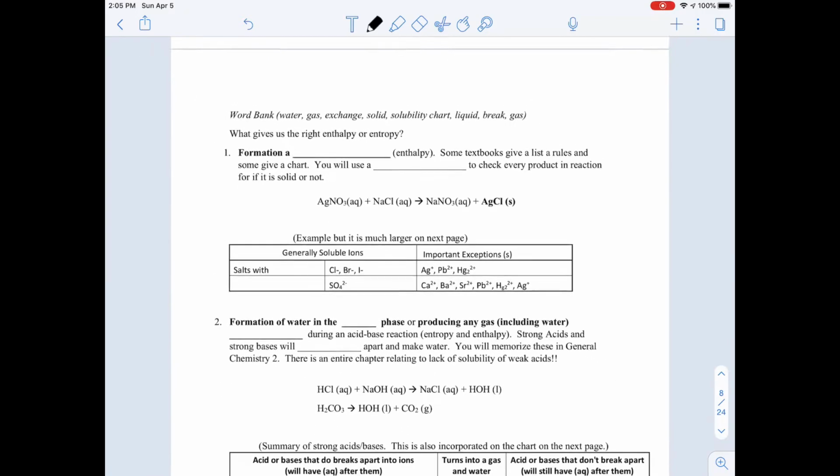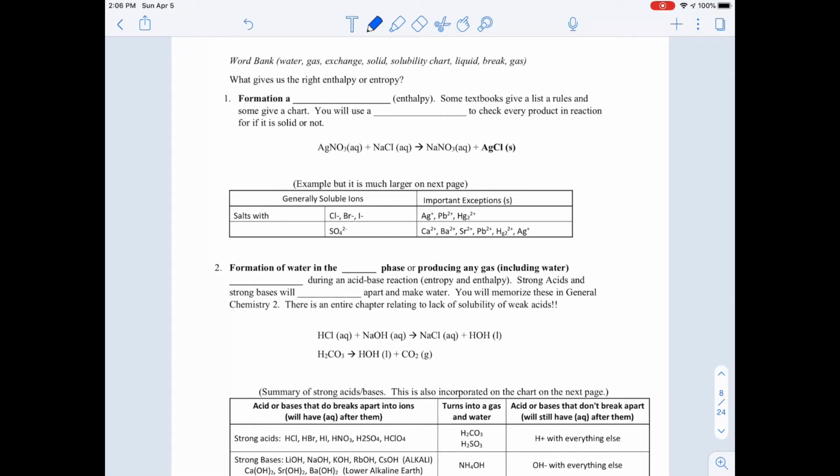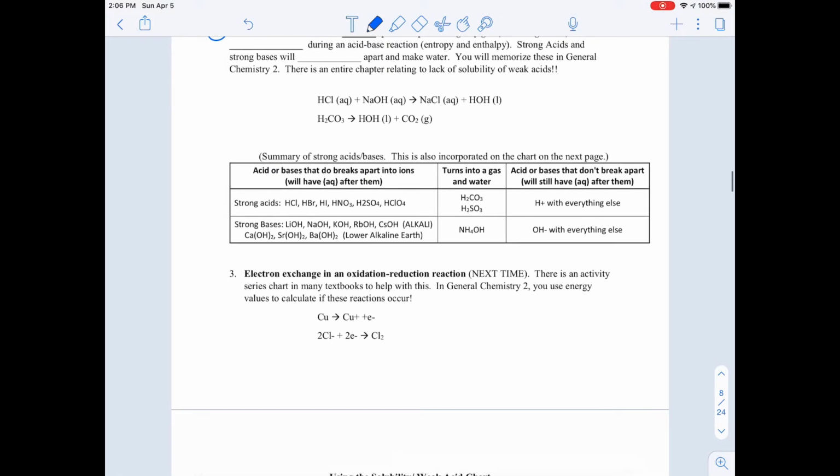What gives us the right enthalpy or entropy? We talked before: enthalpy is energy. You want to have money left over at the end of the reaction, which is the same thing as saying you've got energy left over at the end of the reaction. And entropy is disorder. You want to go towards disorder. These are the things that give us the right kind of entropy and enthalpy. This is the first thing. Here's a second thing, and then here's a third thing.